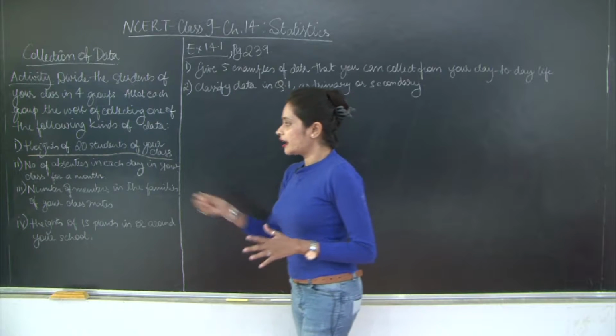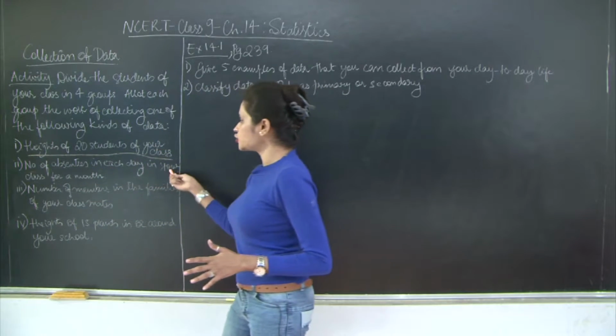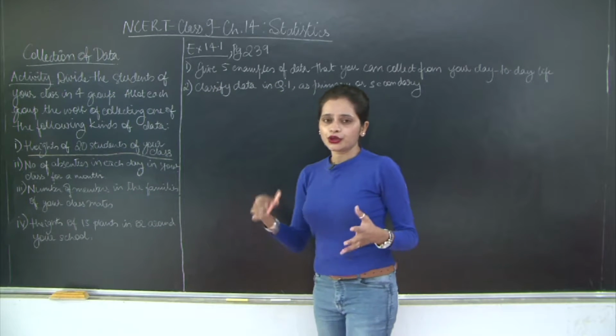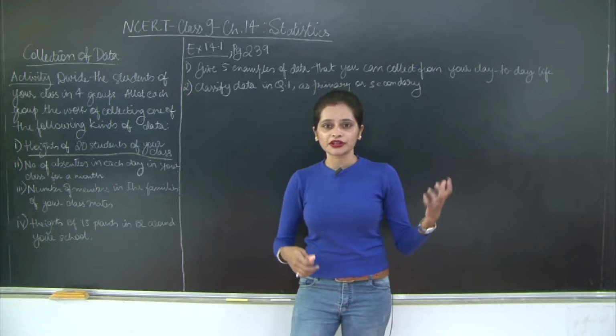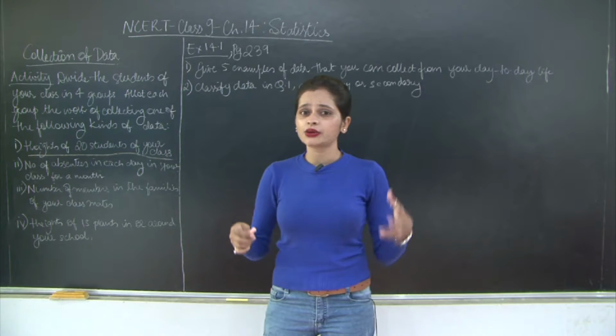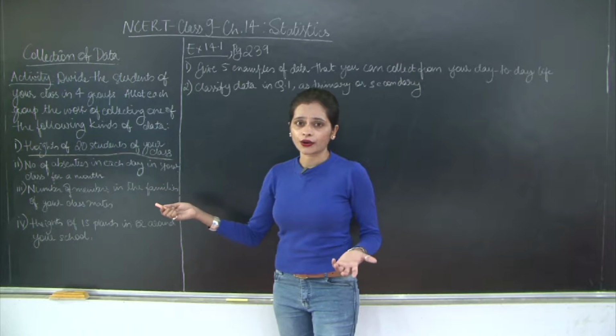Okay. Now moving on to the second one, number of absentees in each day in your class for a month. Now this information, do you think, if you just got the activity in the midst of the month and you have to submit the records by tomorrow, will it be possible for you to approach each and every student, and you won't even be certain whether they have taken the leave or not, or if they've taken a holiday or not? So what are you going to do?